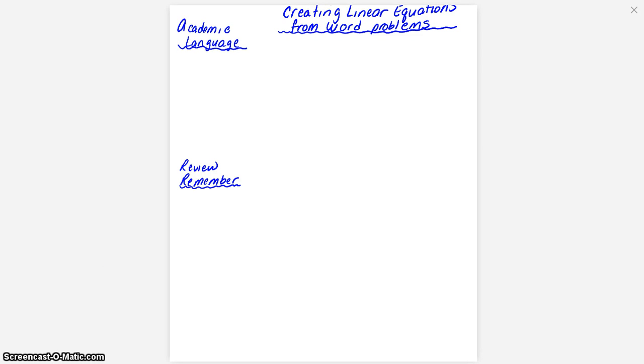Hey guys, tonight's lesson: creating linear equations from word problems. And this should be, let's see, 4, 5, 6, number 7 in your table of contents. So please remember to keep that up to date. But let's start off with what we know about linear equations and maybe what we should remember.